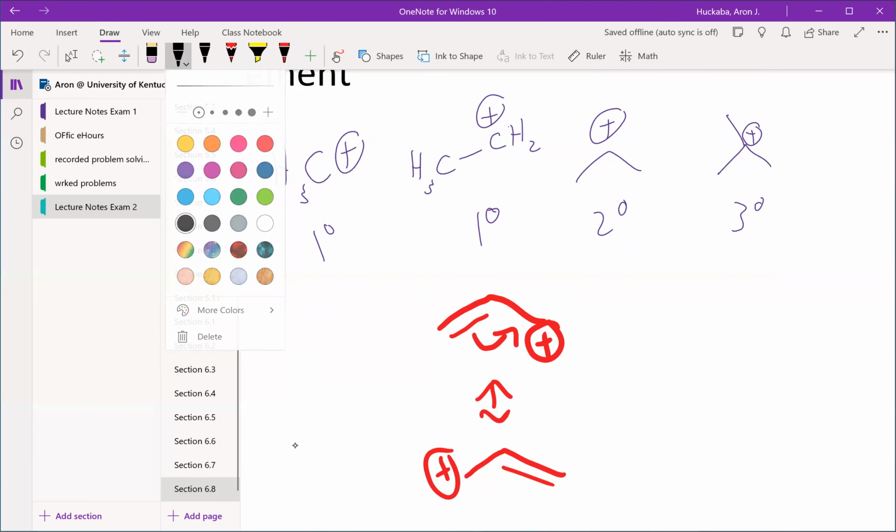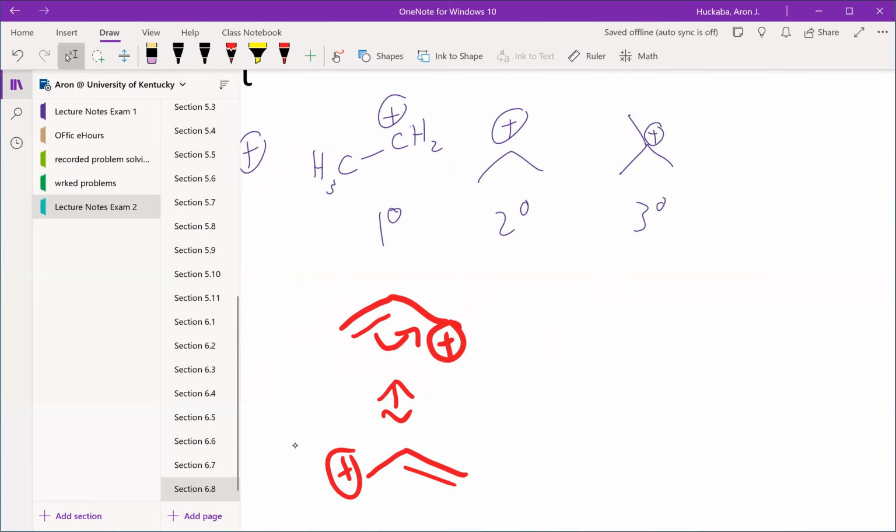Another way is, well, I guess that's really more in resonance, like we saw in our first homework, or one of our first homeworks, where if you have a larger conjugated system, and a primary carbocation that can participate in that larger resonance system, then you can also have much increased stability.